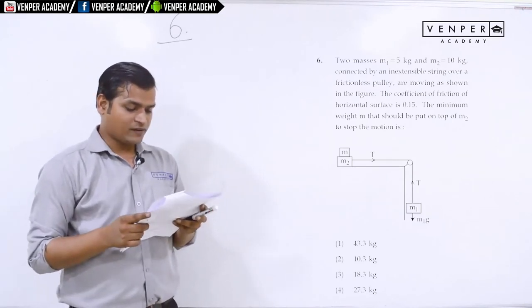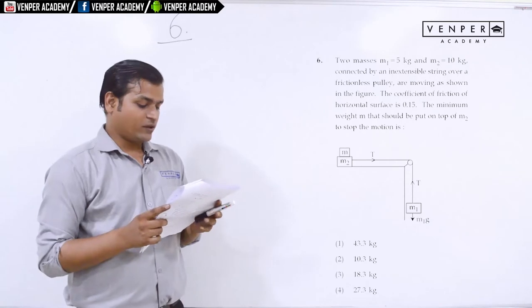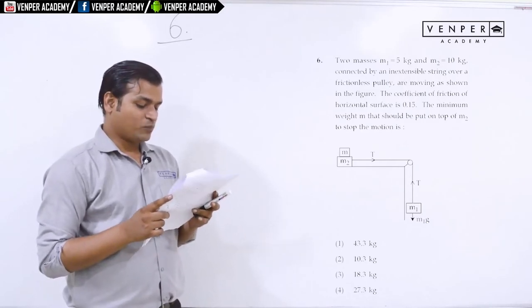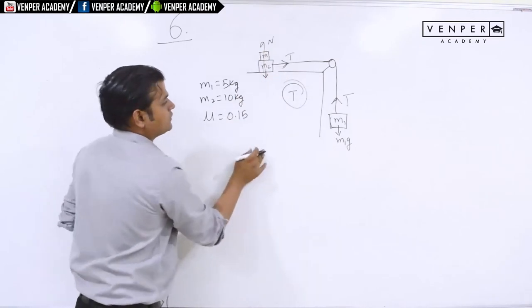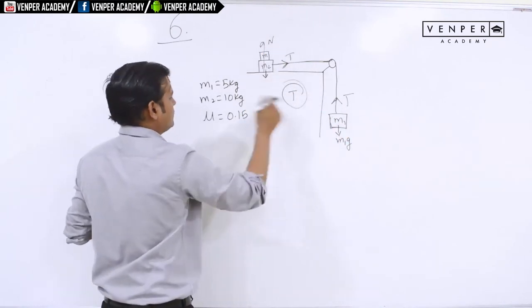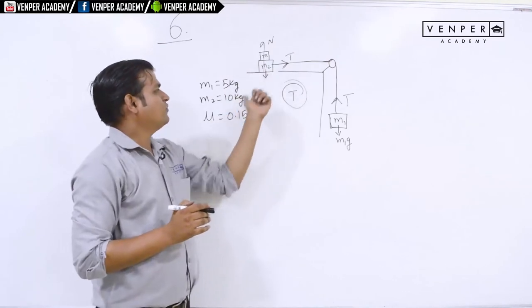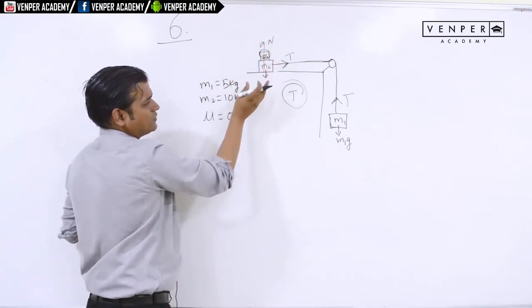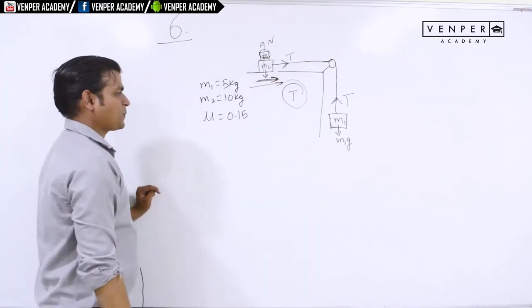Two masses m1 equal to 5 kg and m2 equal to 10 kg connected by an inextensible string over a frictionless pulley are moving as shown in the figure. The coefficient of friction of the horizontal surface is 0.15. The minimum weight m that should be put on top of m2 to stop the motion is. See in question number 6 here, m1 and m2 are connected with a string, m1 is 5 kg and m2 is given as 10 kg. So this will start to move, and this is a rough surface, and the coefficient of friction is 0.15. In this question they are asking what should be the minimum value of m so that this object m2 doesn't move. Clear?